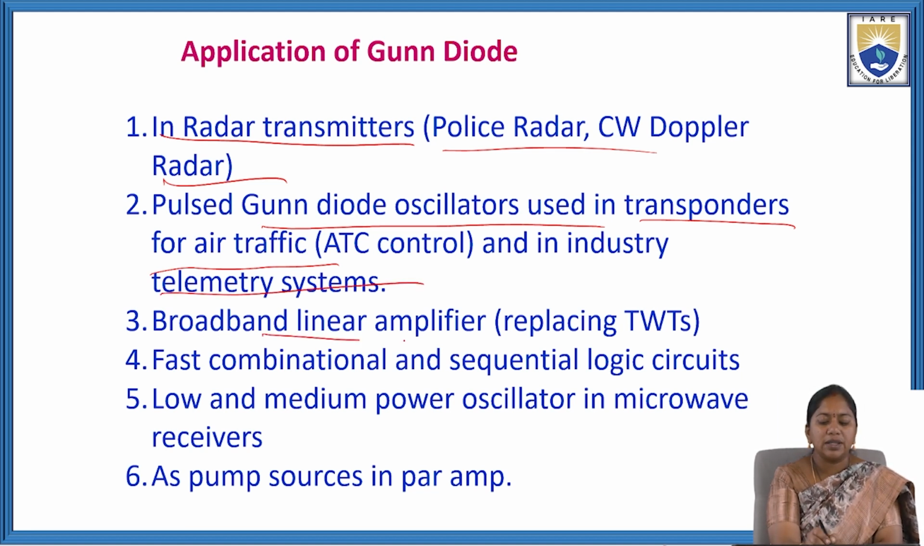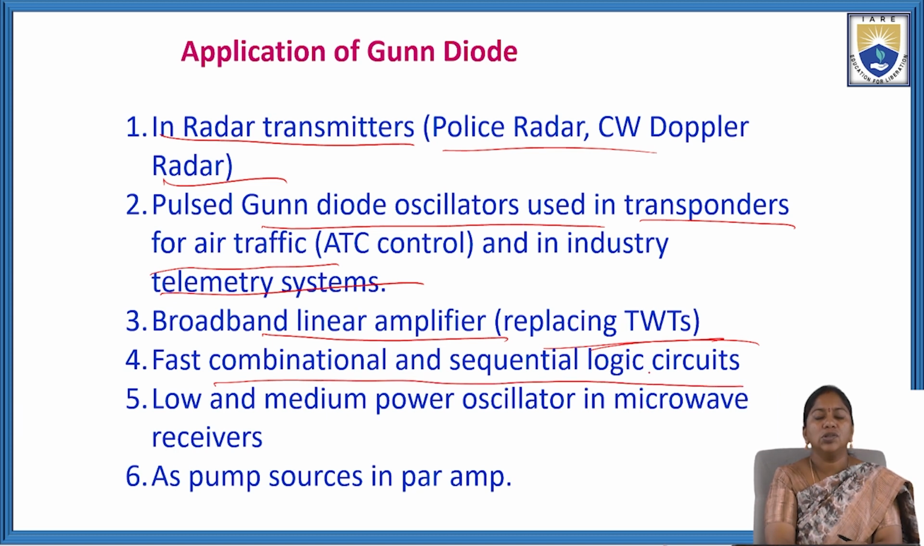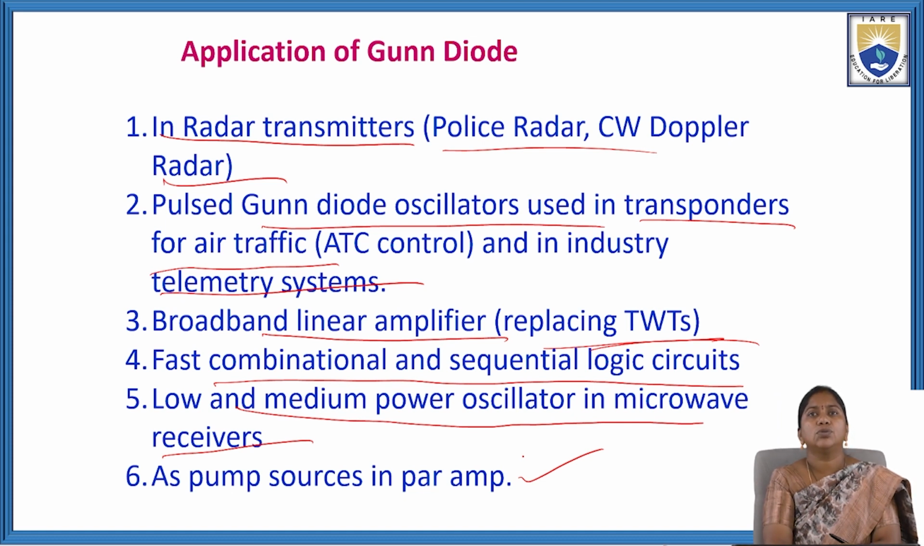Broadband linear amplifiers replacing the TWTs, fast combinational and sequential logic circuits, low and medium power oscillators in microwave receivers, and pump sources in parametric amplifiers. These are the applications of the Gunn diode.